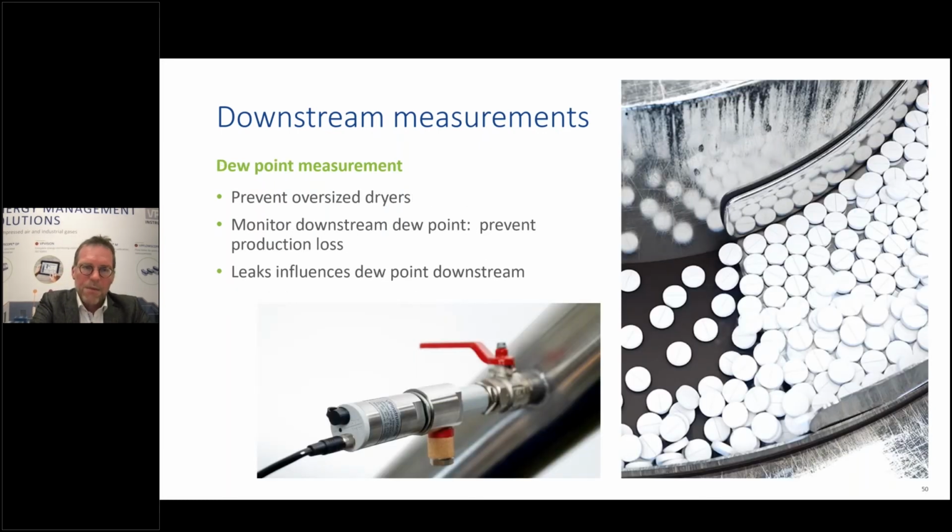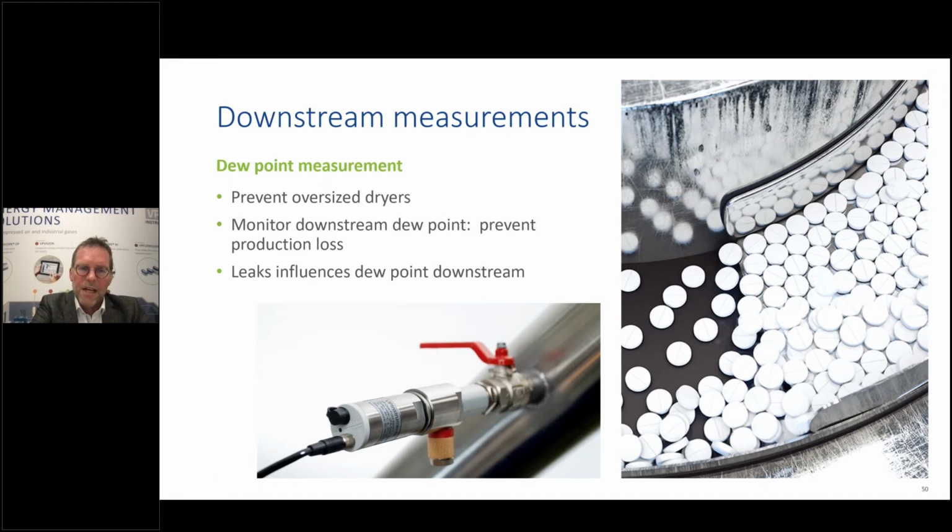Dew point can also be measured not only at the supply side but also at the demand side. Obviously, in most cases, you will mount a dew point sensor directly after the dryer. And if you combine that with a flow meter, in that way you can of course see the relation between the demand and the dew point, which is very helpful to prevent oversized dryers.